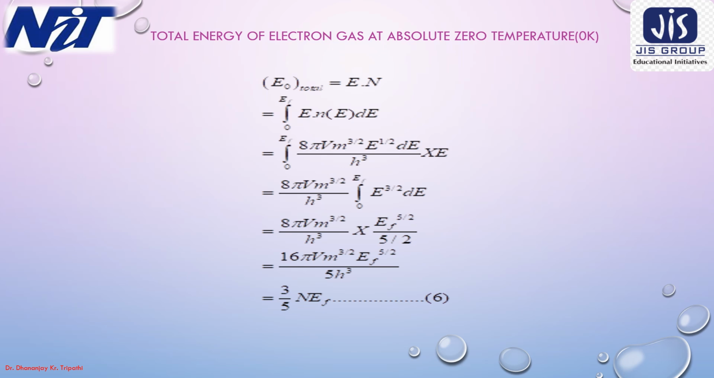Now we will take the constants outside, and within the integral there will be the integral from 0 to EF of E^(3/2) dE. This will give us 16 pi V m^(3/2) EF^(5/2) by 5h cube. Now N was equal to 16 pi V m^(3/2) EF^(3/2) by 3h cube. So this expression will be equal to 3/5 N EF. That means we can say that the total energy of the electron gas is equal to 3/5 N times the Fermi energy.